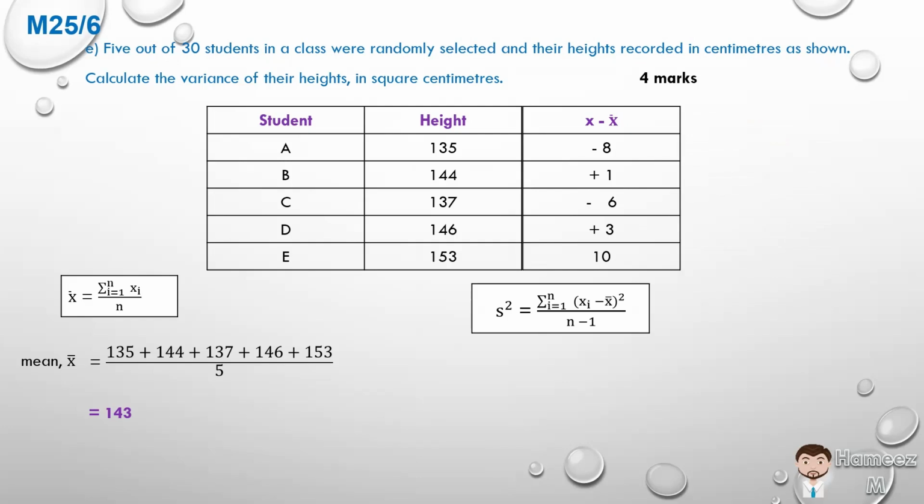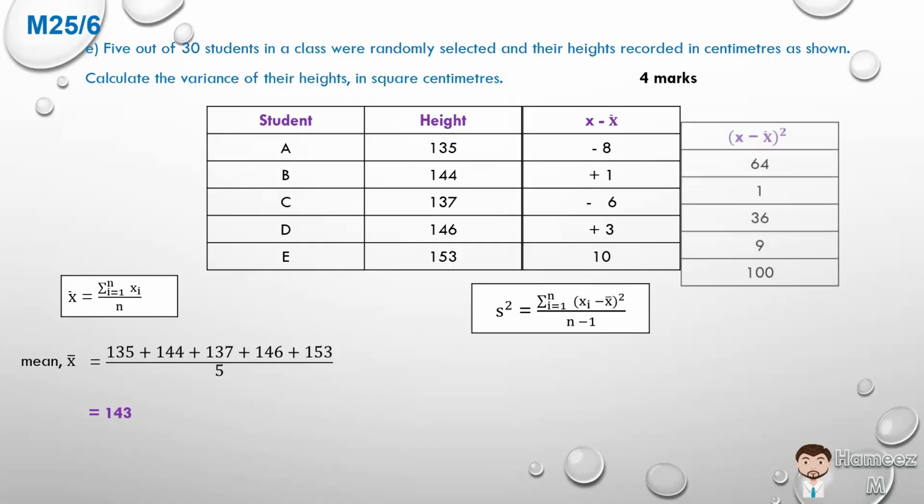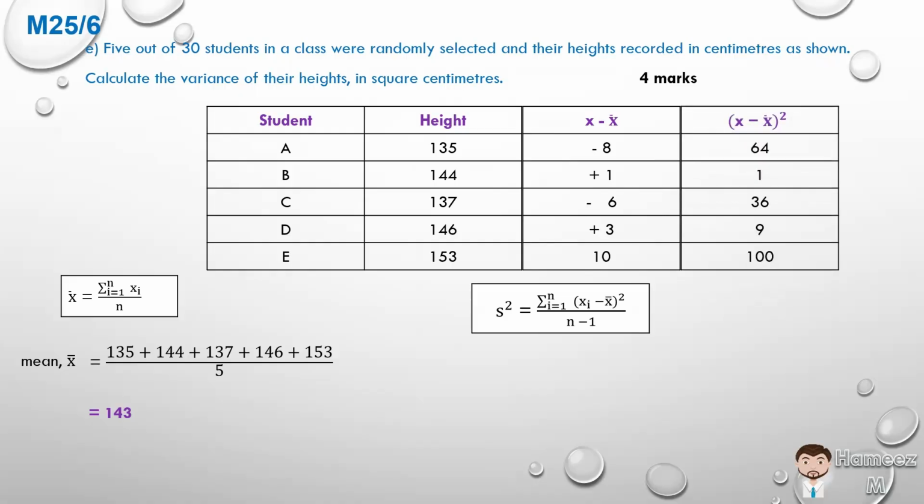So we got the terms in the brackets, x i minus x bar, the individual heights minus the average height. And now it's asking us to square it. So let's square it. We're going to get minus 8 squared is 64. Plus 1 squared is 1. Minus 6 squared is plus 36. Plus 3 squared is 9. Plus 10 squared is 100. All the values will be positive.